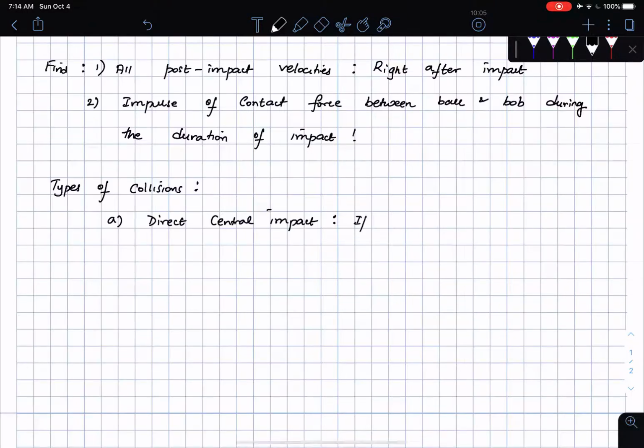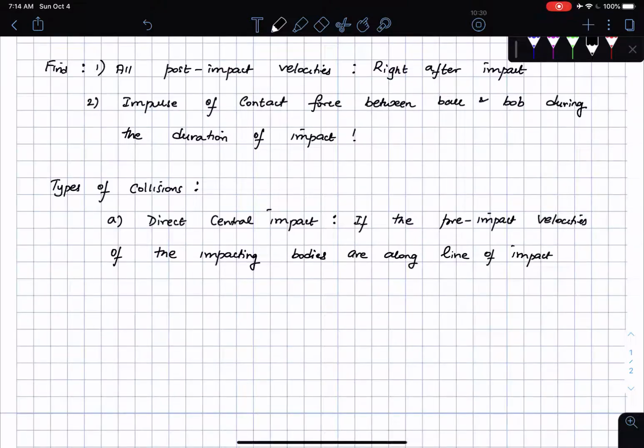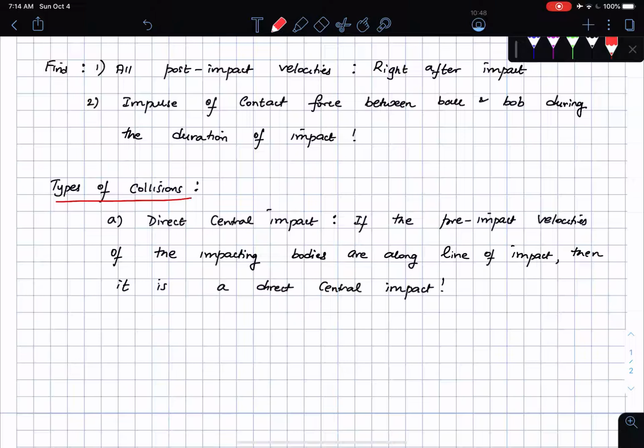So if the pre-impact velocities of the impacting bodies are along the line of impact, then it is called a direct central impact. Okay, so that's one thing. So let me just underline these things. Here is one, then here is another one.